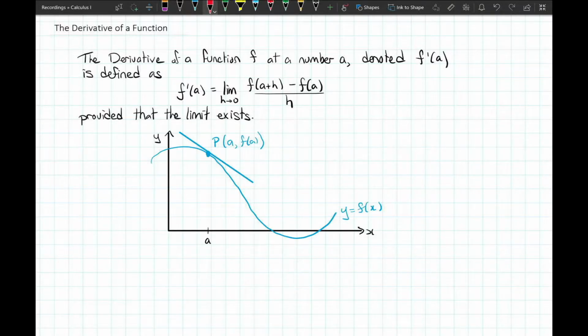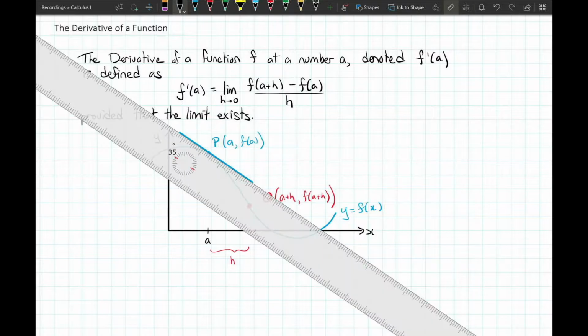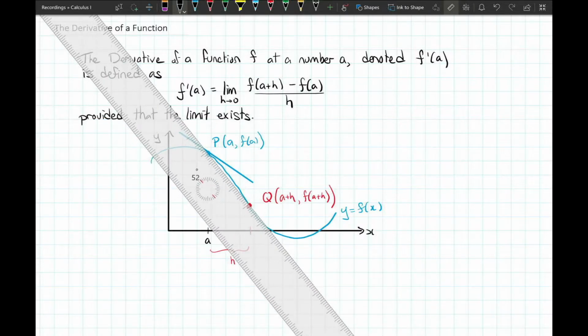Now, in order to do that, we had to pick a second point on the curve, and let's call that point Q. Now, we'll travel just a short distance away from a. We'll call that distance h, and this point Q would then be at a plus h, comma, f of a plus h, and h could be positive or negative, and that would change whether Q is to the right or to the left of point P. And then using the slope of the line from P to Q, we get a very close approximation of the slope of the tangent line.